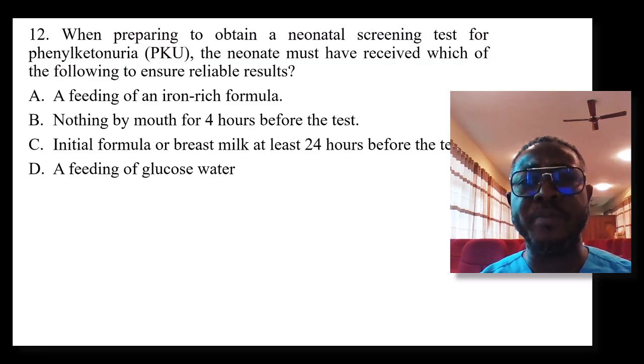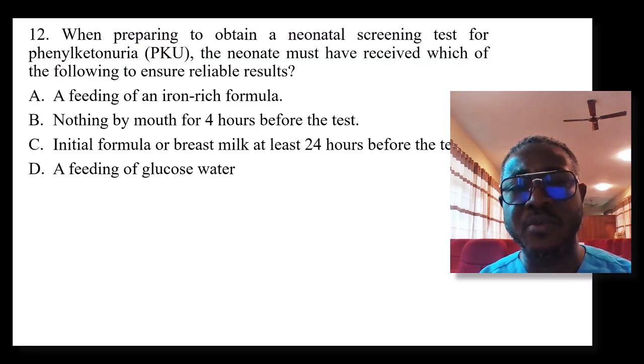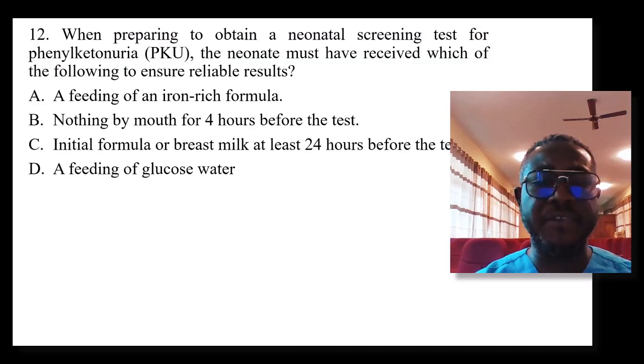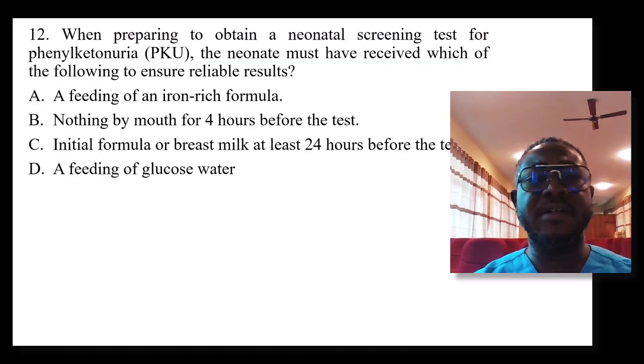When preparing to obtain a neonatal screening test for phenylketonuria (PKU), the neonate must have received which of the following to ensure reliable results? A. A feeding of an iron-rich formula. B. Nothing by mouth 4 hours before the test. C. Initial formula or breast milk at least 24 hours before the test. And D. A feeding of glucose water.